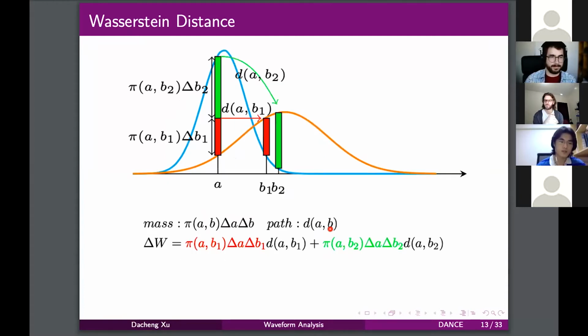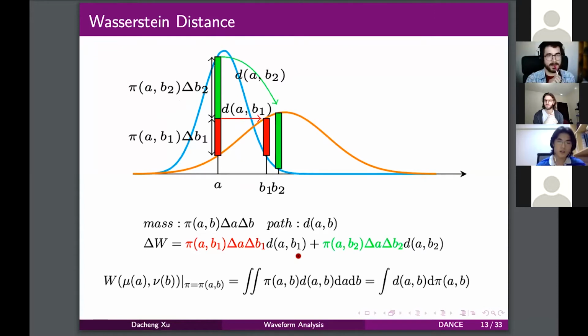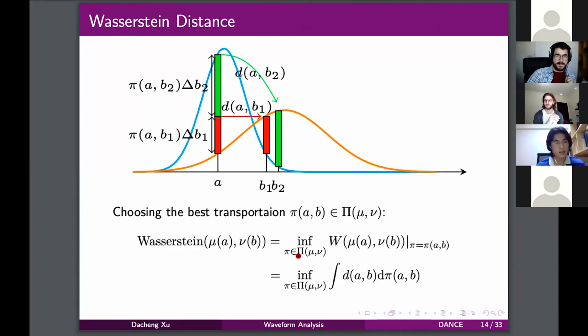As the figure shows, delta W is the sum of the mass and path length product. And then we integrate over A and B. We will get a distance corresponding to the plan pi(A,B). And when we choose the best transport plan in the plan space, which is the capital Pi here, to minimize the effort, we get the Wasserstein distance.